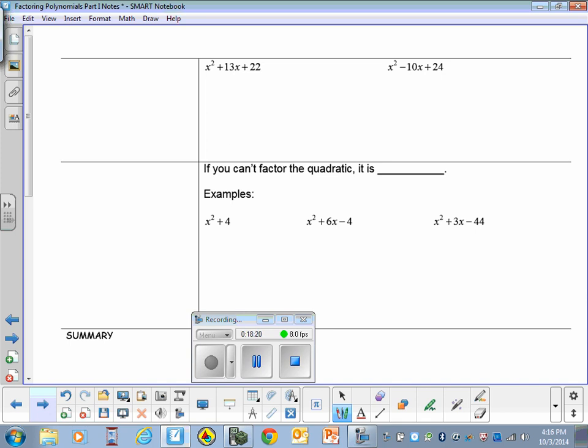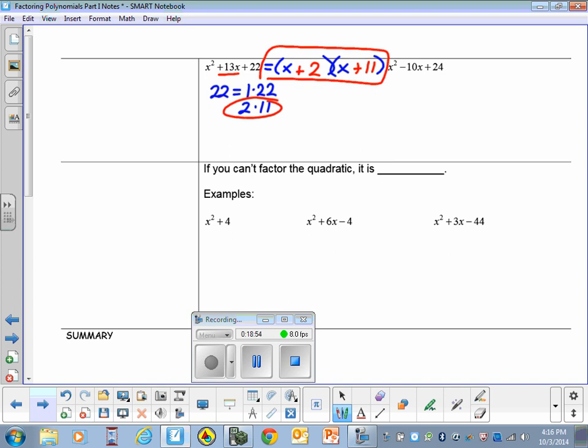Next up, two sets of parentheses, x times x. Now we look at 22. 22 is 1 times 22 and 2 times 11. Because the 22 is positive, both factors are positive or both factors are negative. I look at my B, and they're both going to be positive. So positive 2 plus 11 will add up to 13.